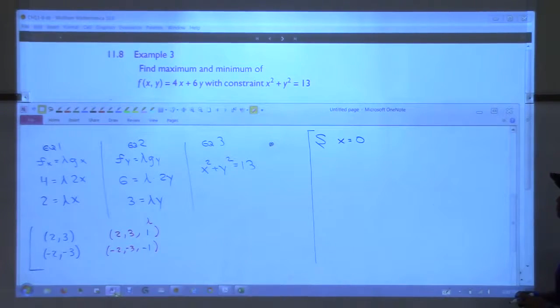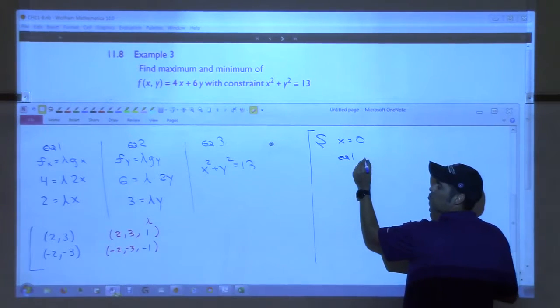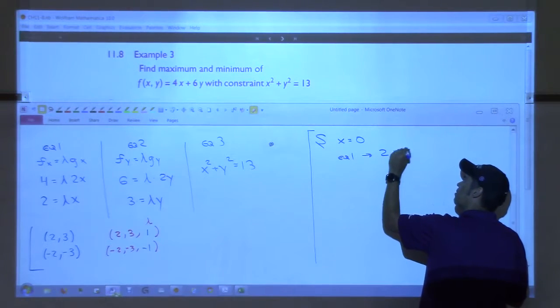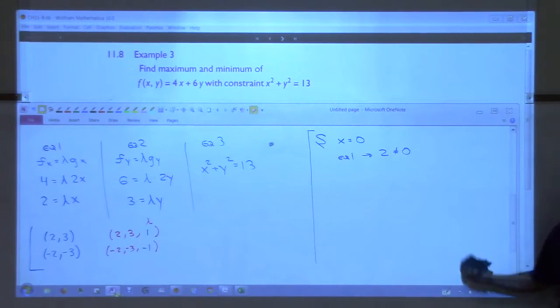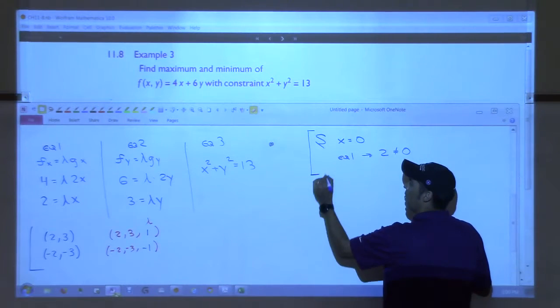Well, if x is 0, what? Well, the first equation cannot be satisfied. Equation 1 is not true. Equation 1 becomes 2 is equal to 0, which isn't true, right? Which means you're done, basically. You could also argue the same thing for y.